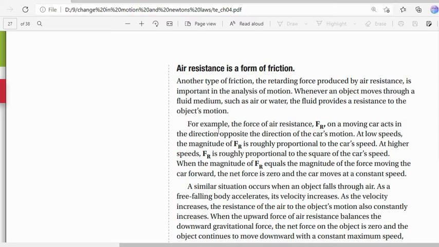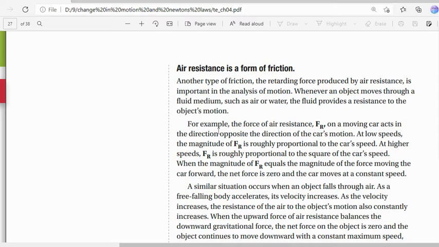Because of that, we can say that the air resistance here we can call Fr, and Fr is roughly proportional to the car's speed. At higher speed, Fr, or the air resistance, is roughly proportional to the square of the car's speed. They are proportional to each other, and when we have more speed we have more air resistance.